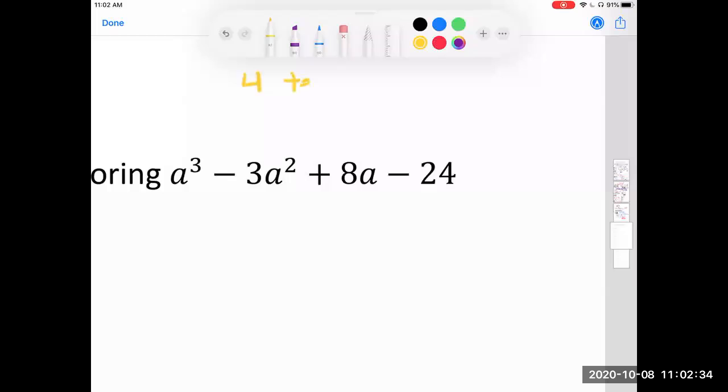Because we have 4 terms, and only because we have 4 terms, a method of factoring we can continue with is by grouping. So I can group my first 2 terms and group my last 2 terms. And hopefully I get the same thing in the parentheses. So let's go ahead and do that.